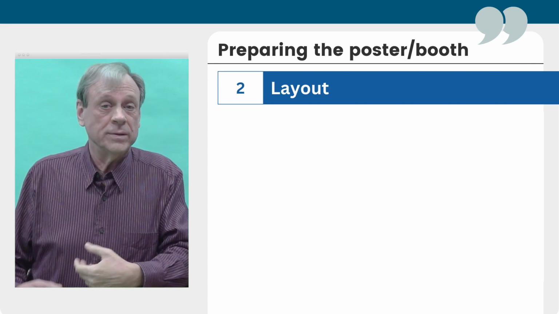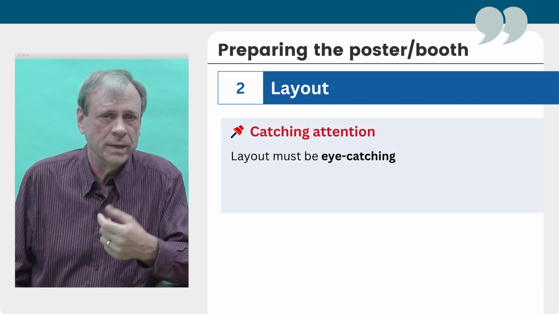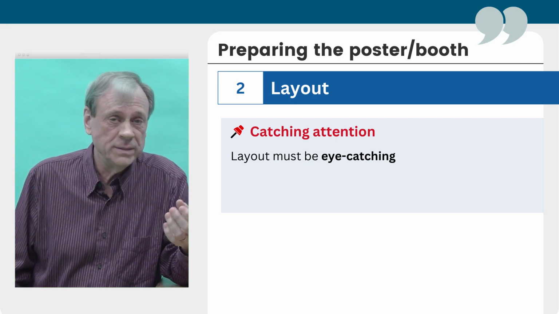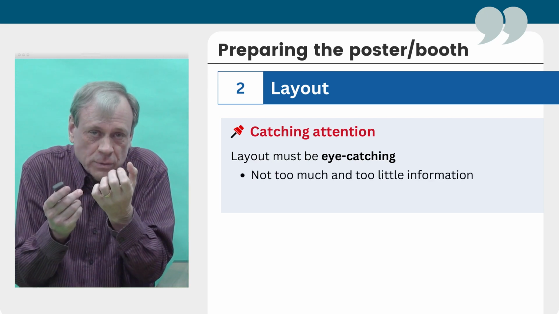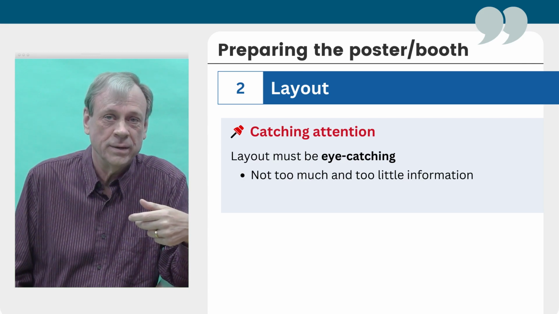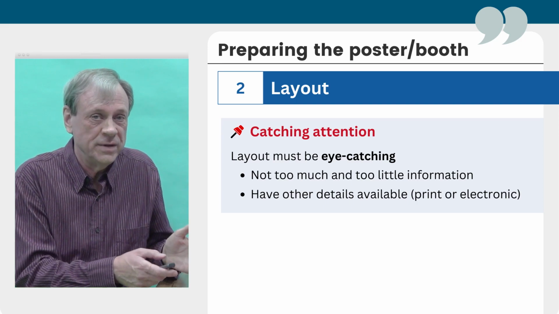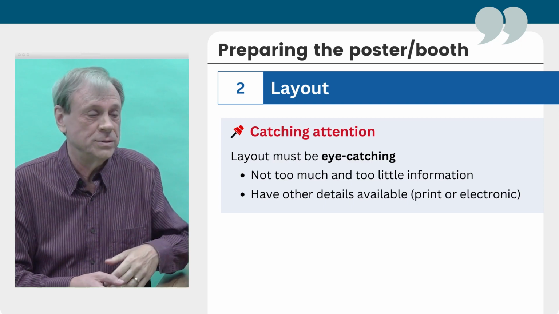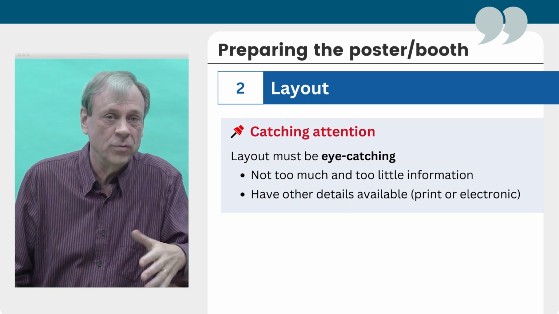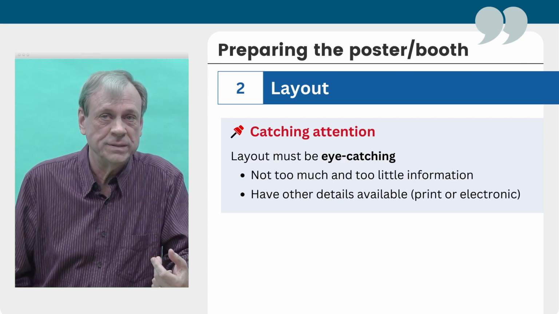Now, as far as the layout, it should be eye-catching because there are a lot of posters in the room and people will just walk by if it doesn't look interesting. So that means not too much information so it looks crowded, not too little information so it looks like there's nothing there. And you can have other details, other materials available that are not in your poster, in a computer or in whatever format, printed form, that you can refer to if people are interested in more detail.